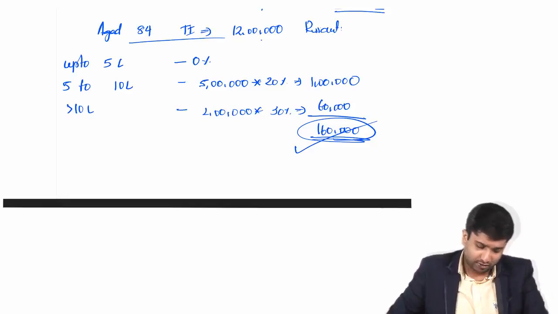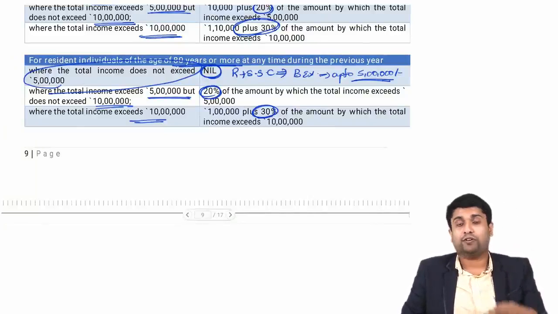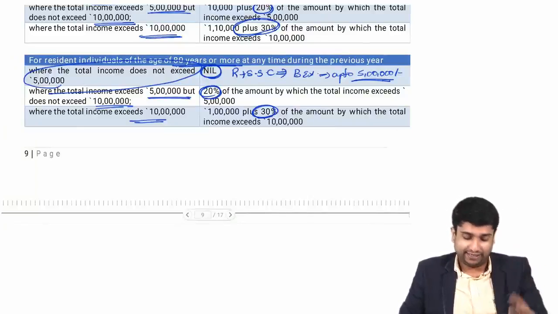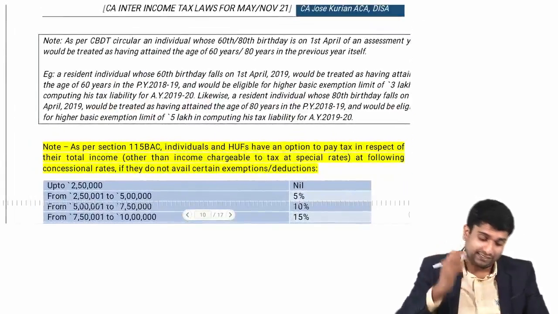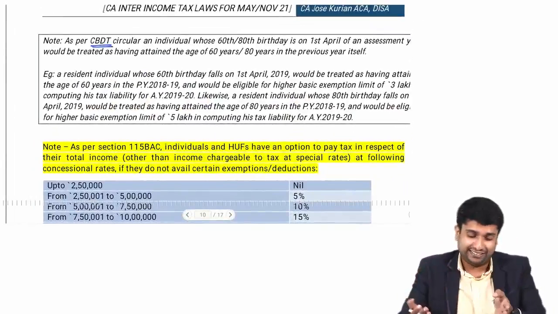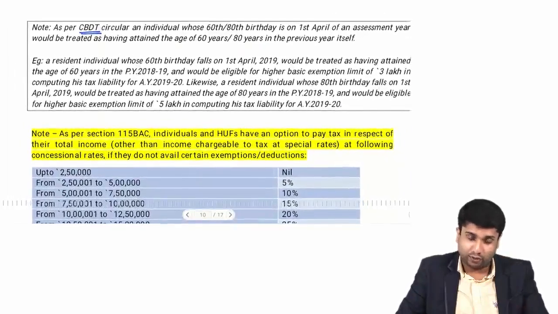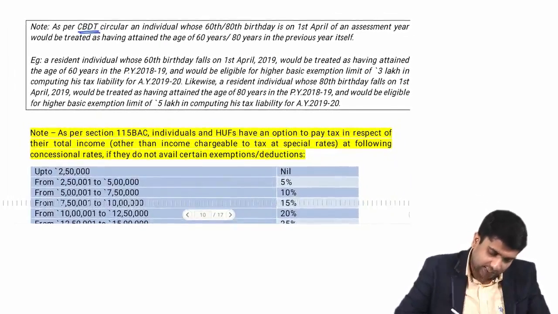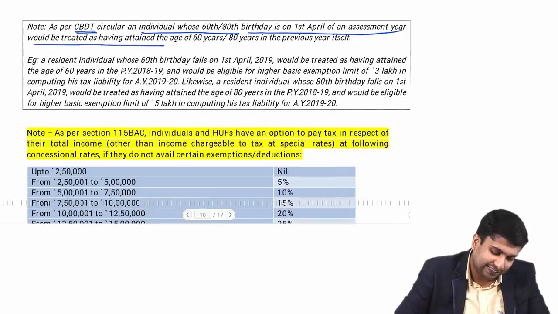So that's all about the basic rates of taxes applicable to individual, HUF, AOP, BOI, AJP, etc. Now the point is, there is a CBDT circular. The Central Board of Direct Taxes, which administers the collection and assessment of taxes, has issued a circular or clarificatory note. As per the CBDT circular, an individual whose 60th or 80th birthday is on 1st April of the assessment year would be treated as having attained the age of 60 years or 80 years in the previous year itself.